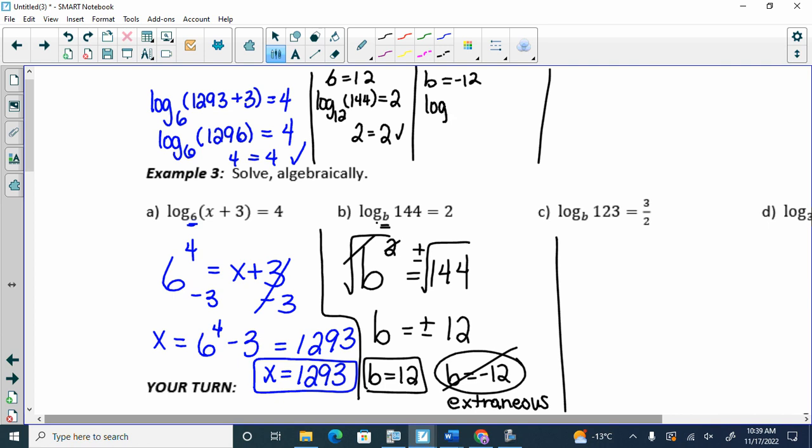Log base negative 12 of 144 equals 2. Typing it in. There should not be a phone in this room right now. It gets you non-real. Everyone should type it in so you know what it looks like when it fights you.